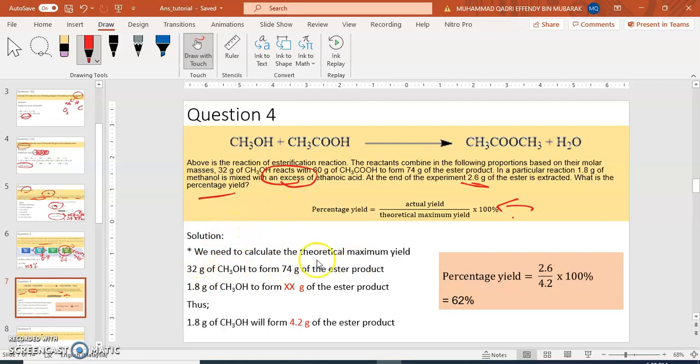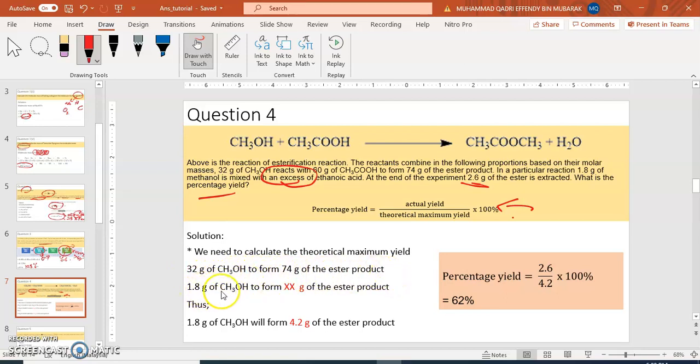If we convert it to moles, I believe you will get 1 mole, and this one is also 1 mole. Trust me, you can create it on your own if you have more time. So now we know that the grams of methanol will form 64 gram of the ester.